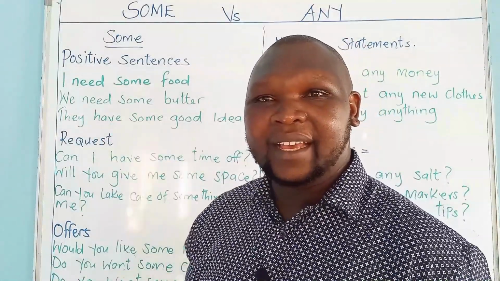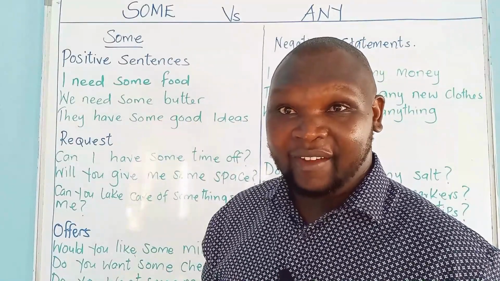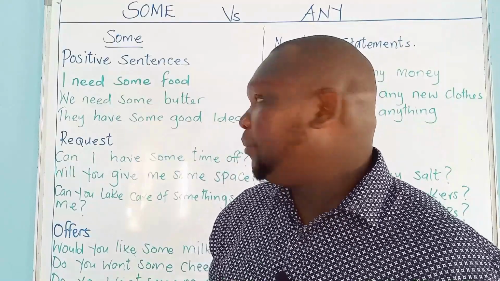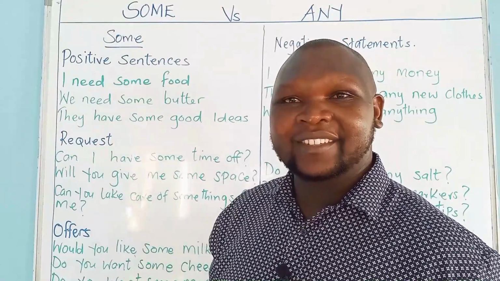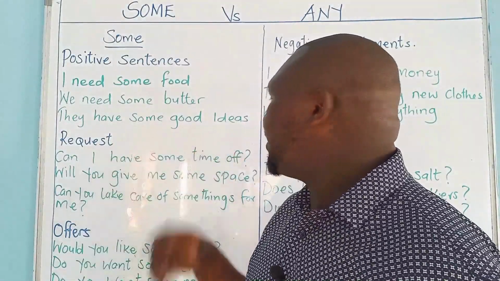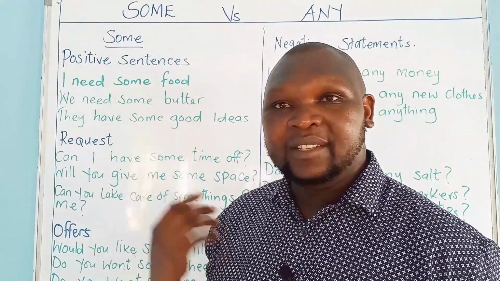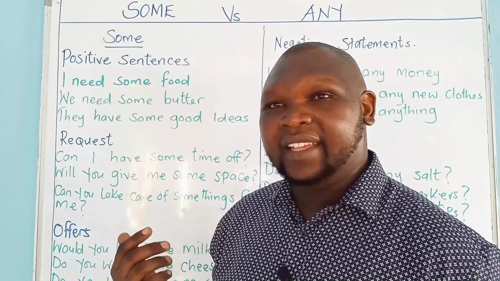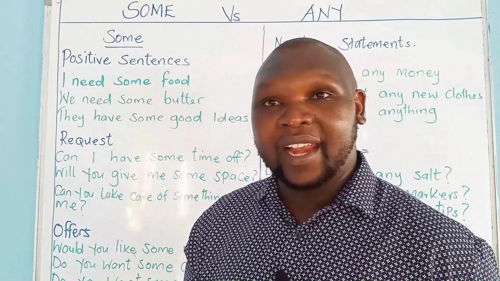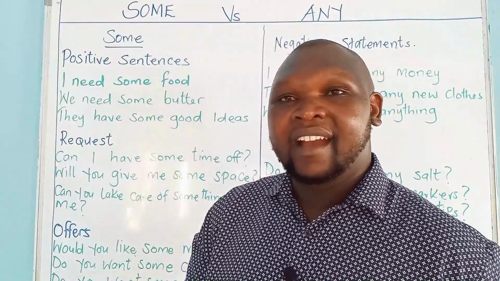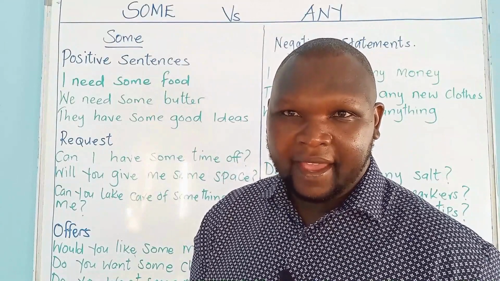We need some butter. Butter here is a noun. Let's go to the next example, which is my last example for this point, and then I'll take you to the next one. They have some good ideas. 'Good ideas' is a noun phrase, and in this case 'some' comes before this noun phrase, just as I told you earlier that 'some' and 'any' are used in the same position in a sentence and they come before a noun.